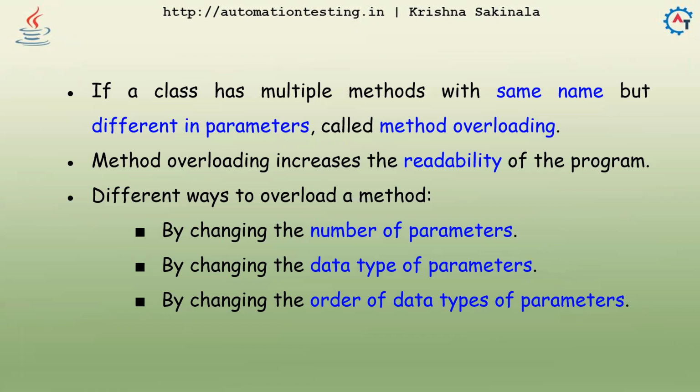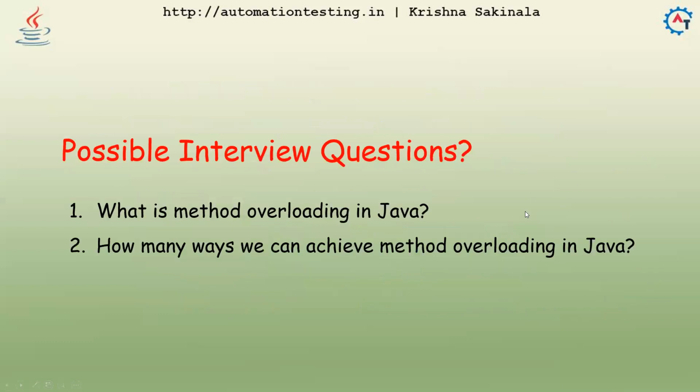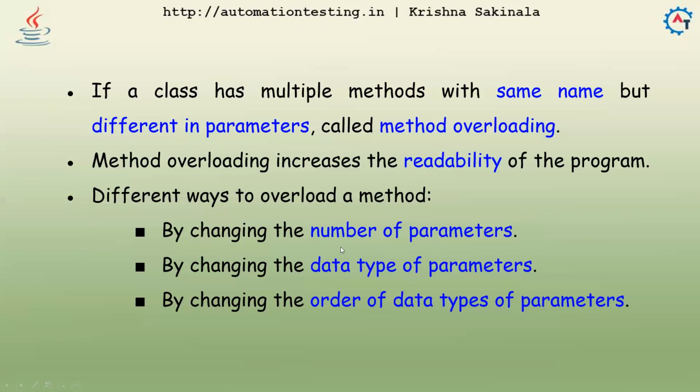So, different ways to overload a method. We cannot simply overload a method; there are some rules. By changing the number of parameters, by changing the data type of parameters, by changing the order of data types of parameters. These three ways you can achieve method overloading in Java. So we'll see one by one with one example.